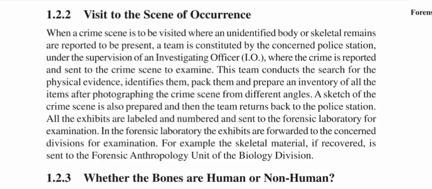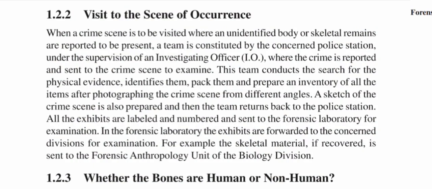When a crime scene is to be visited where an unidentified body or skeletal remains are reported to be present, a team is constituted by the concerned police station under the supervision of an investigation officer where the crime is reported and sent to the crime scene to examine. This team conducts the search for the physical evidence, identifies them, packs them, and prepares an inventory of all the items after photographing the crime scene from different angles. A sketch of the crime scene is also prepared, and then the team returns to the police station.